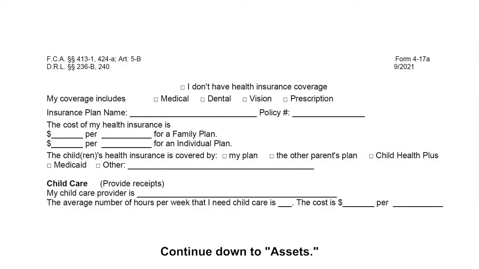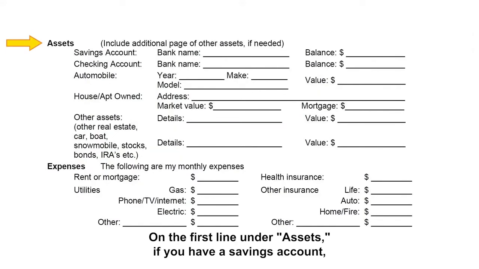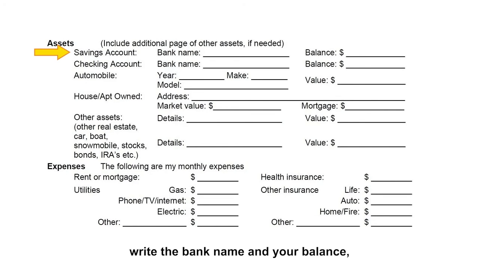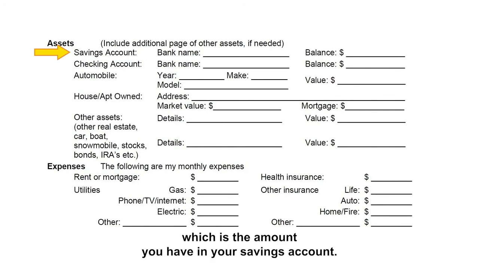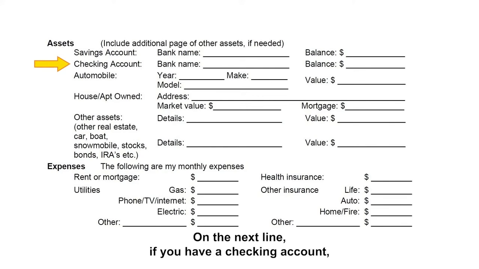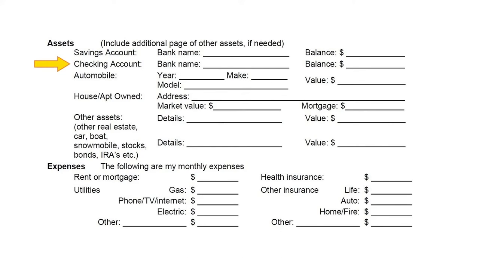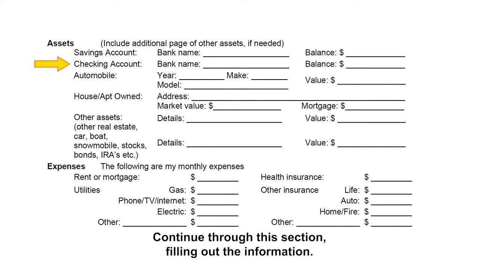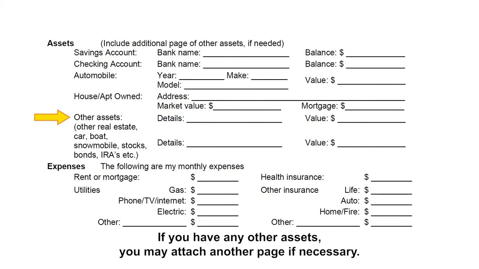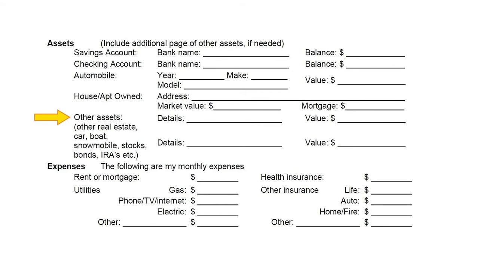Continue down to assets. On the first line under assets, if you have a savings account, write the bank name and your balance, which is the amount you have in your savings account. On the next line, if you have a checking account, write the bank name and the current balance. Continue through this section filling out the information. If you have any other assets, you may attach another page if necessary.